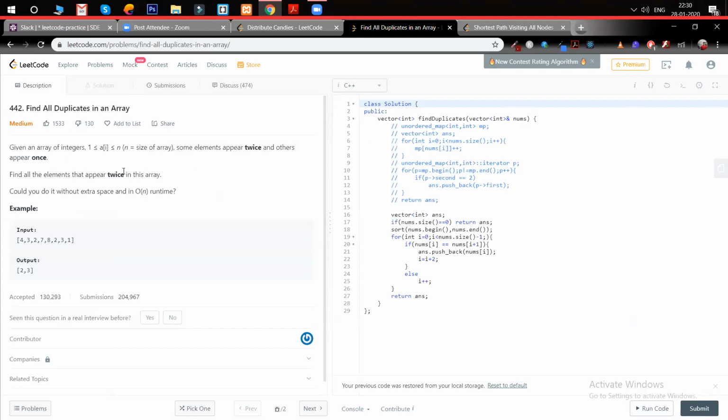Now, a couple of things here. One way of looking at it is that the input array is generally considered immutable, which means you can't change it, you can't modify it. If that were true, then you cannot do it without extra space. You have to have extra space. There is no way to solve this.